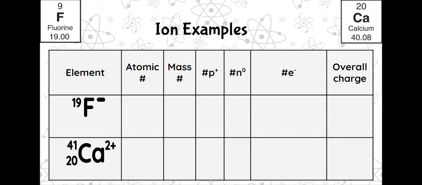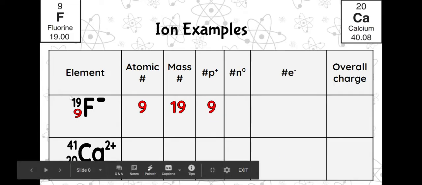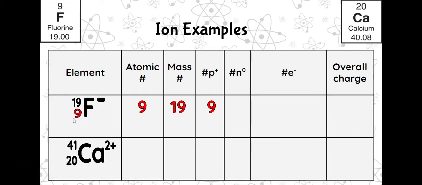Okay, so let's do some examples where we're dealing with ions. The first one, we have fluorine. We have the incomplete isotopic notation, so I'm going to find the atomic number and put it at the bottom left. All right, so the atomic number is 9. The mass number is given. It's 19. Protons are equal to the atomic number, so 9. Neutrons. Now again, I'm just going to take my mass number and subtract out the number of protons, so 19 minus 9 gives me 10 neutrons.